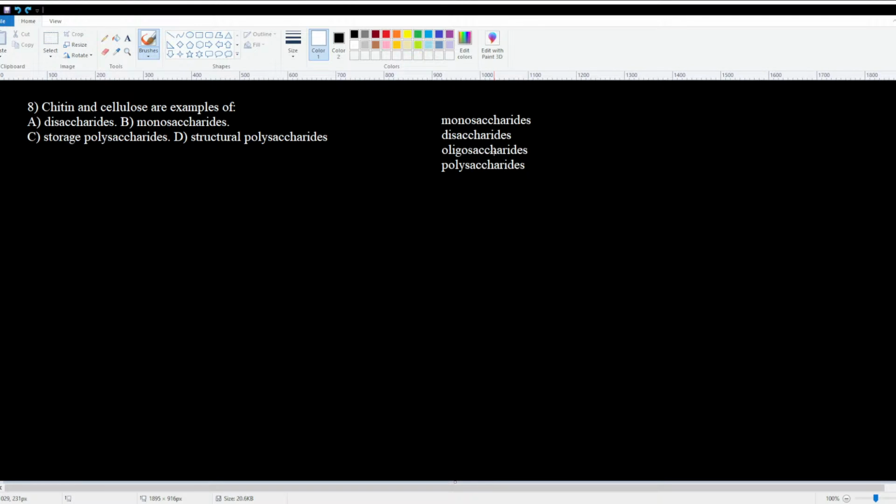So monosaccharide, one sugar. Disaccharide, two sugars. Oligosaccharides, we don't even talk about that, but few sugars. Polysaccharides, many sugars. So when we're talking about mono and disaccharides, a monosaccharide is a monomer, right? Monosaccharides are a monomer. What does that mean? Well, it means that multiple monosaccharides will make up a polysaccharide.